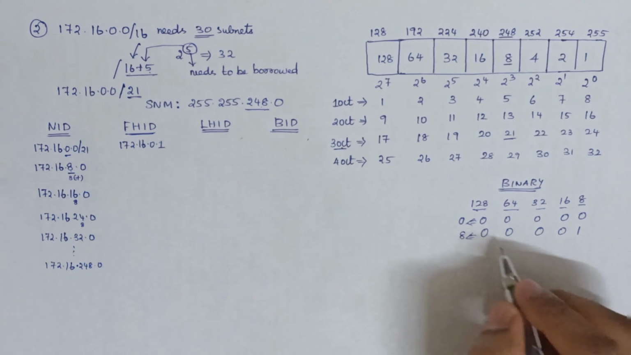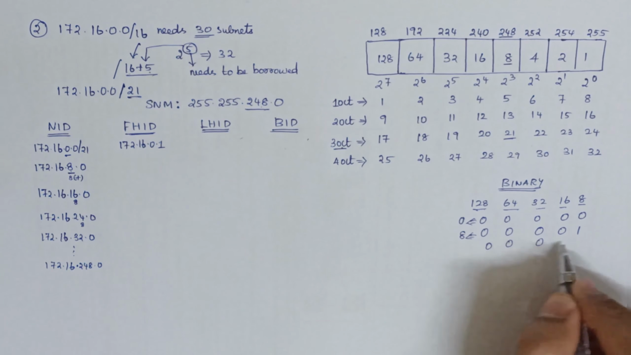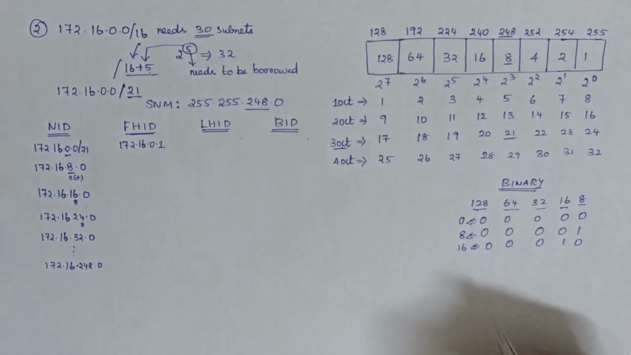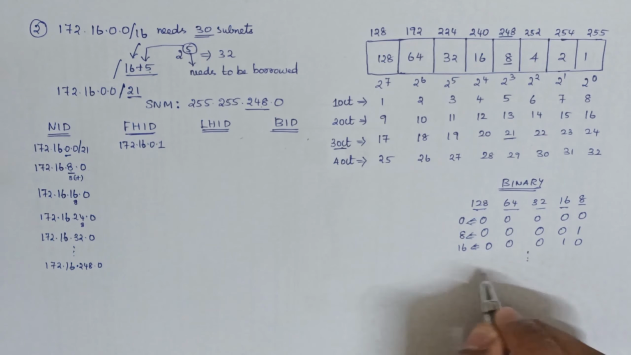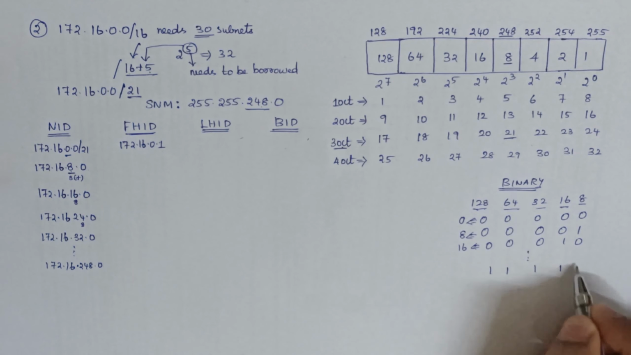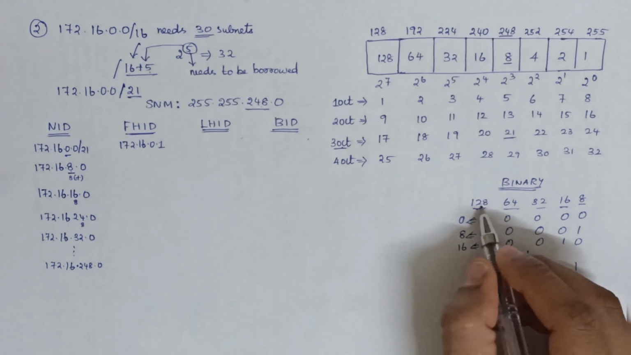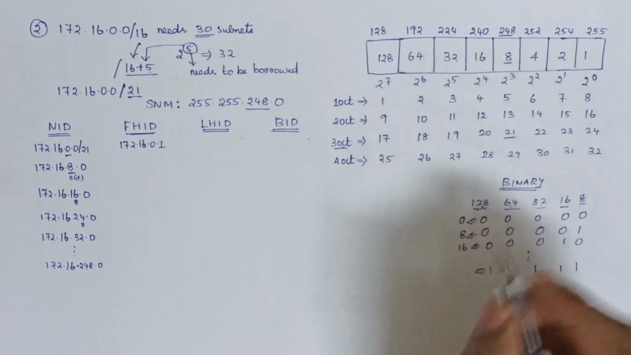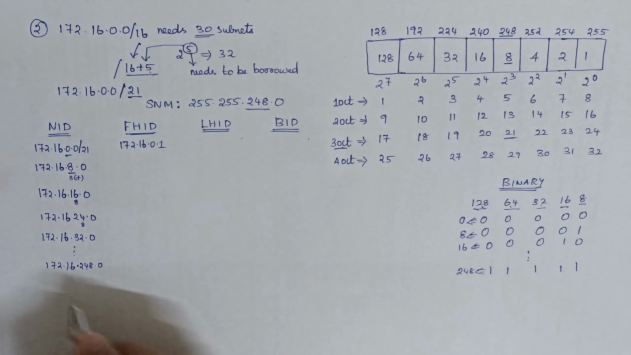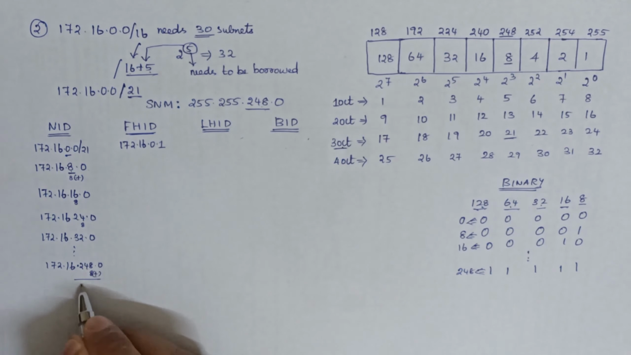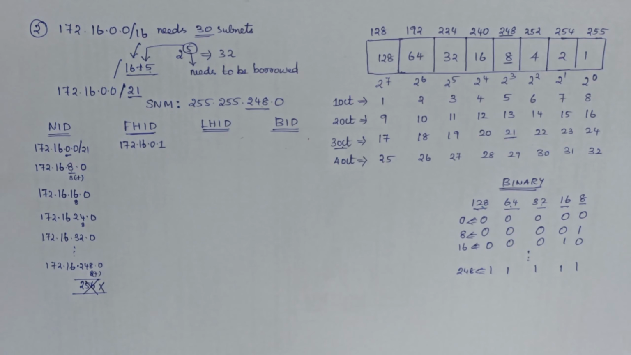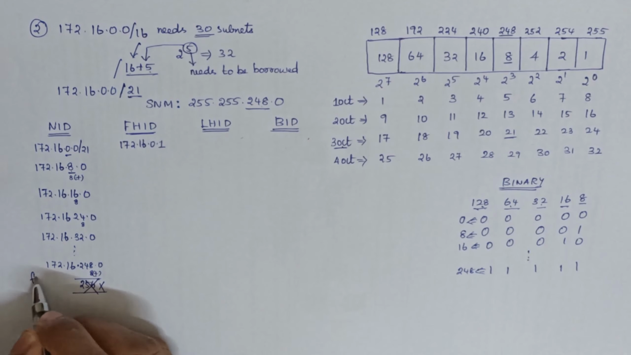And then 0, 0, 0, 1, 0, we will get 16. So up to what will it go? All ones. All 5 bits ones means if you add all these things, you will get 248. That is in the chart. If you add 8 again here, you will get 256, which is wrong, so it will not be there. So this IP is going to be the final network IP.